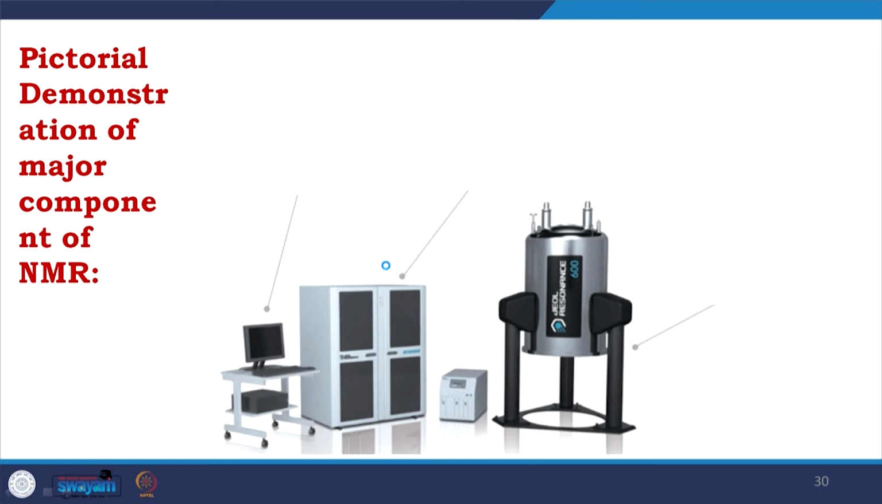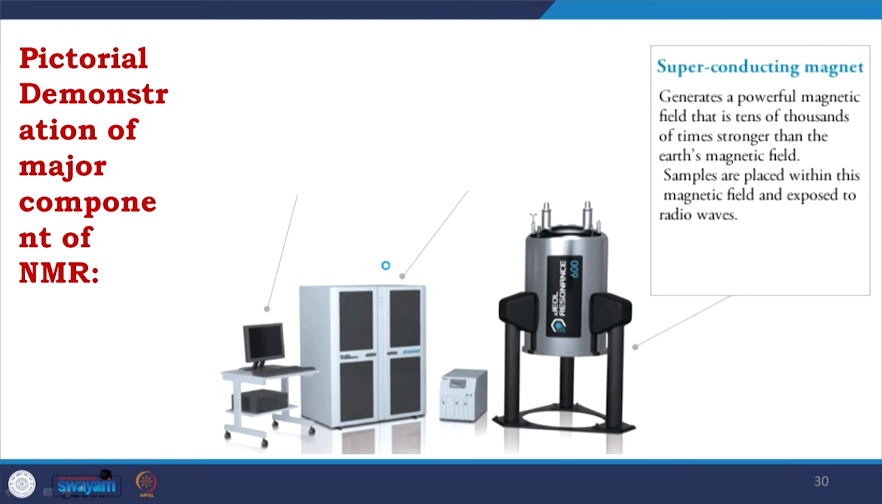Now, if you see, this is a pictorial demonstration of the major components. This is the superconducting magnet, which generates a powerful magnetic field that is tens of thousands of times stronger than the Earth's magnetic field. As I told, samples are placed within this magnetic field and exposed to radio waves.